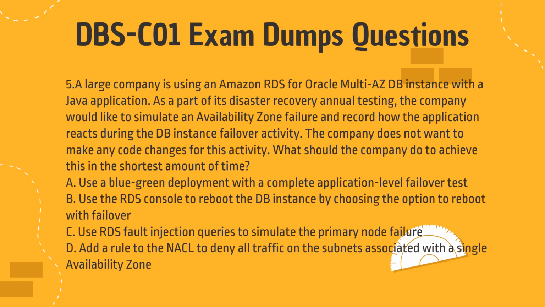A. Use a blue-green deployment with a complete application-level failover test. B. Use the RDS console to reboot the DB instance by choosing the option to reboot with failover. C. Use RDS fault injection queries to simulate the primary node failure. D. Add a rule to the NACL to deny all traffic on the subnets associated with a single availability zone.